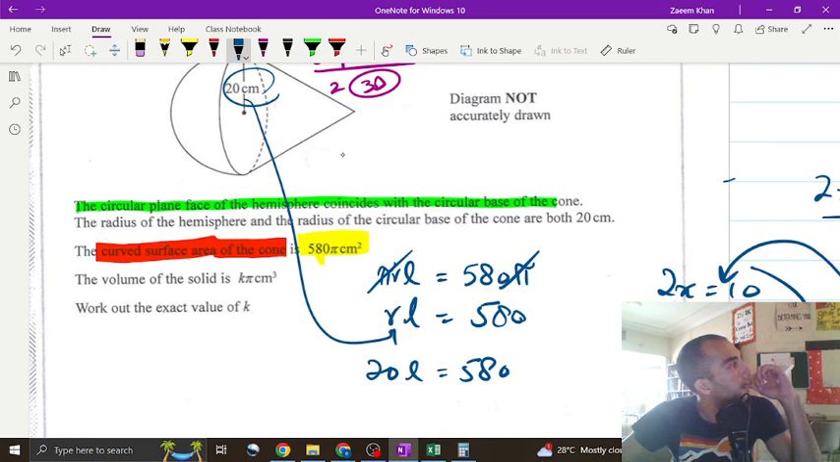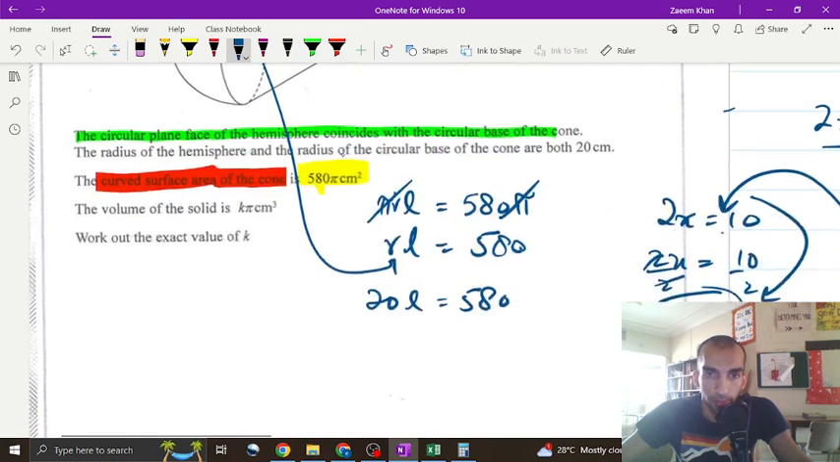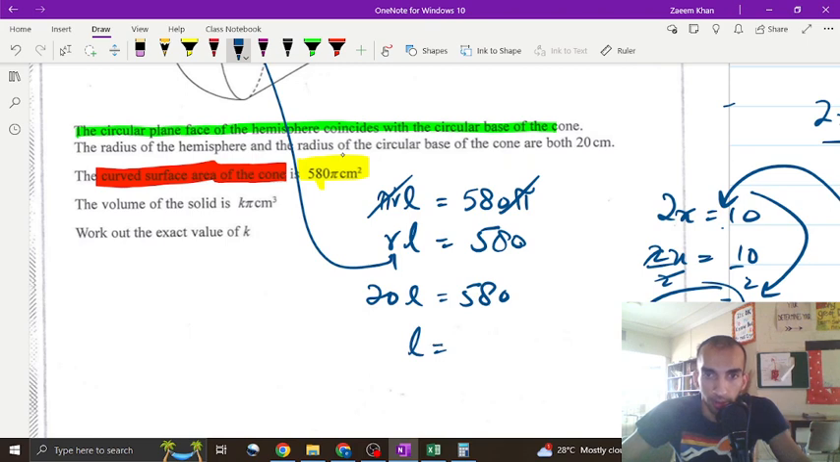We divide 580 by 20. And do you have a calculator good enough to do that? Alright, let's do this then. 29. Beautiful.